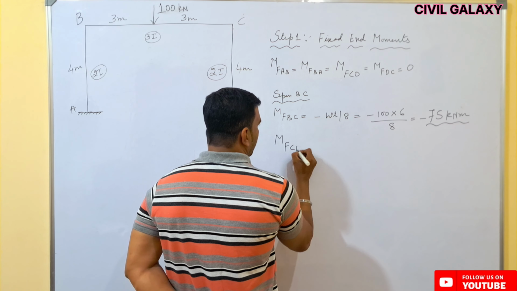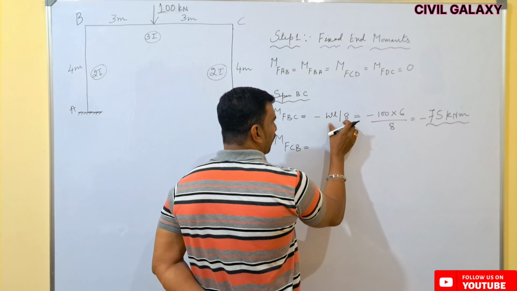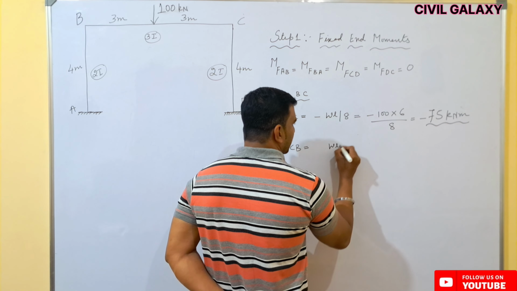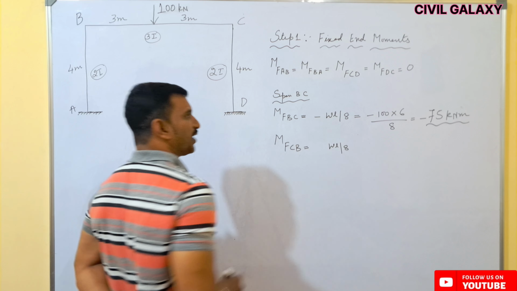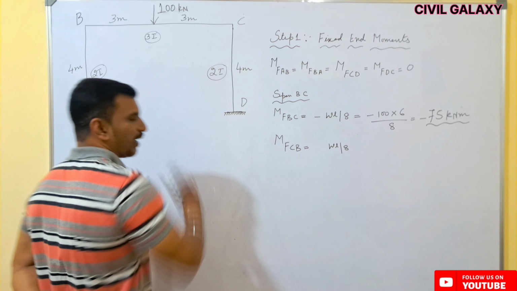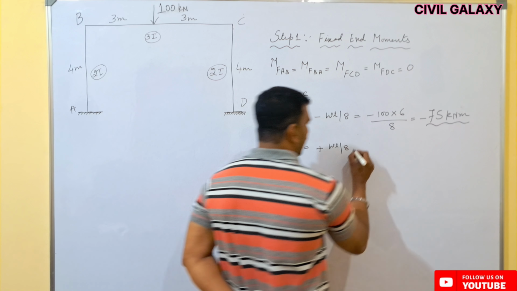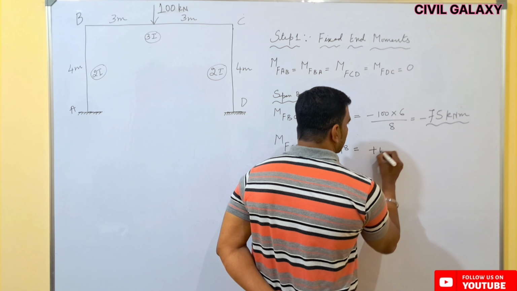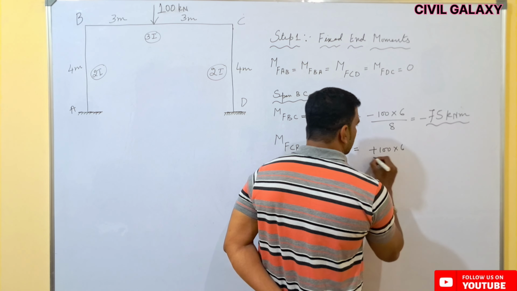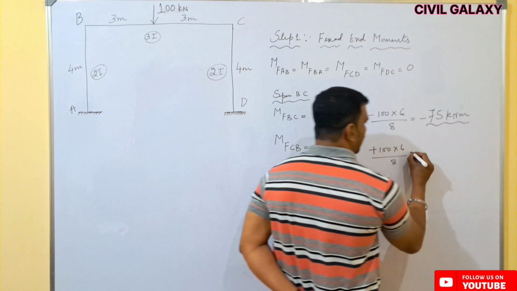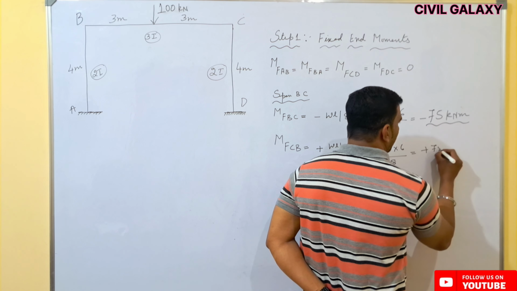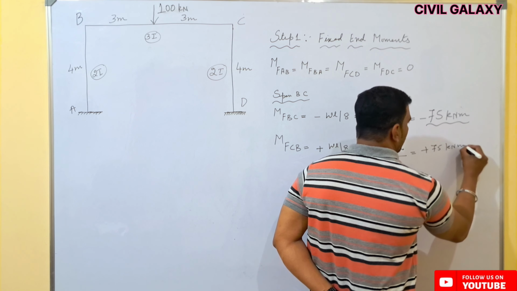For the fixed end moment from C to B, the formula remains the same, only the sign convention changes since we are coming from right to left. Now it will be plus WL upon 8, which is equal to plus 100 into 6 upon 8, which will be equal to plus 75 kilonewton meters.